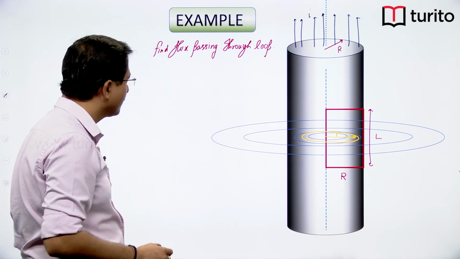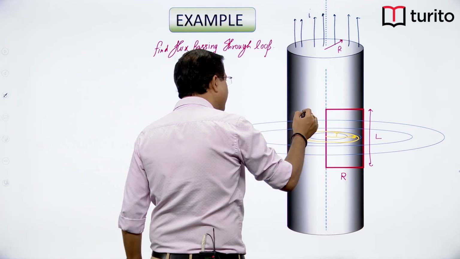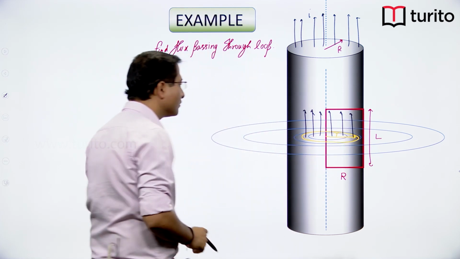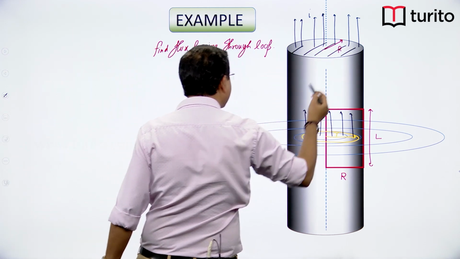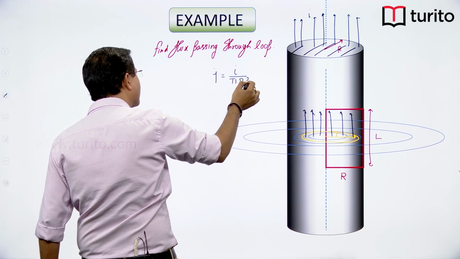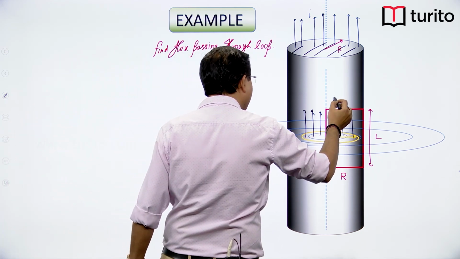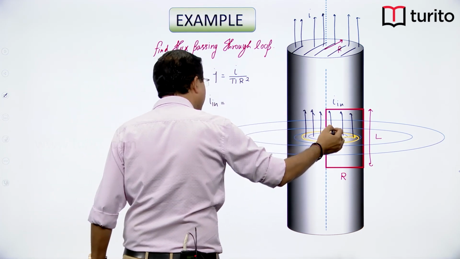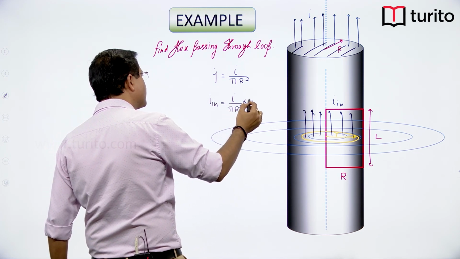Okay, so get the current which is passing through this area to apply Ampere's law. Current density J is equal to I divided by pi r square. How much is the current passing through this area only? I inside. So I passing through this area is current density into area pi small r square.